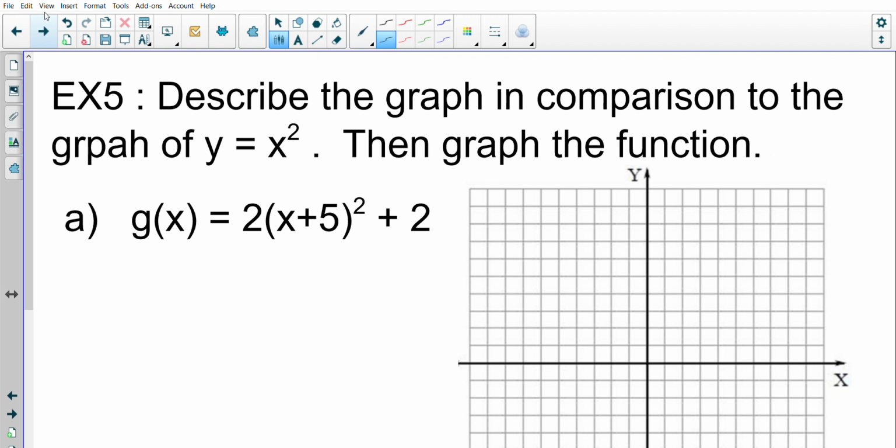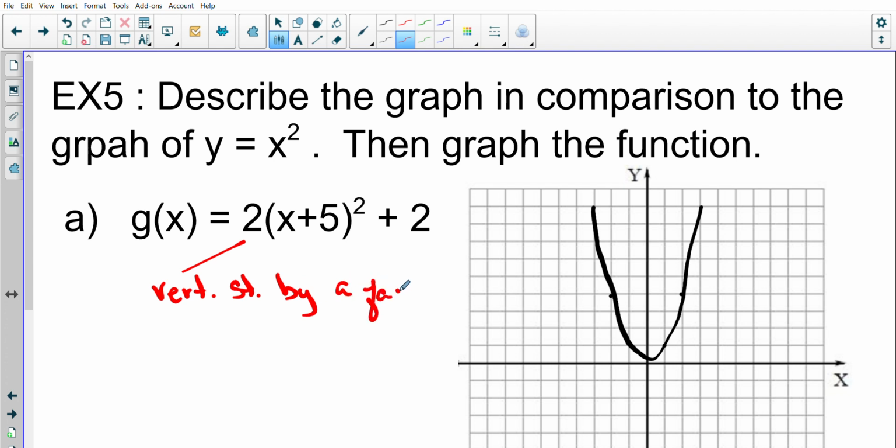Let's look at this example. Describe the graph in comparison to the graph of x squared. Then graph the function. So regular x squared looks like this. I'll draw that here in black. We're going to see what g of x looks like. So it's a vertical stretch by a factor of 2. And that means it's going to be more narrow than just plain old x squared.